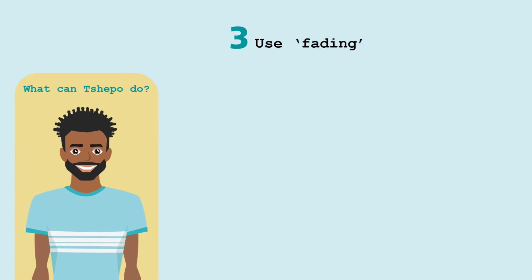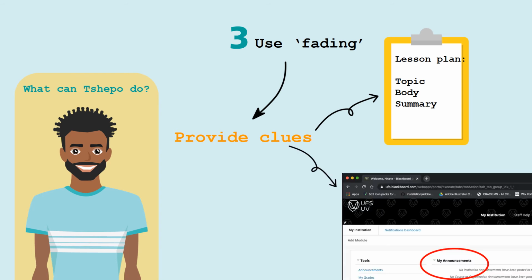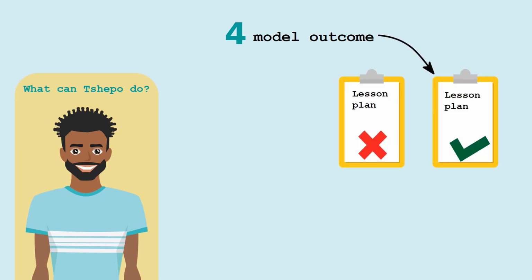Tebo can also use fading as a scaffolding method. He can provide clues, for example, on the components of a lesson plan. He can use various ways to do this, such as posting tips on the announcement section in Blackboard. As the student becomes more capable of solving the problem without support, the facilitator gradually removes these clues. An extremely successful way of scaffolding Tebo can also use is to model the kind of outcome he wants to see. He can give an example of a good lesson plan and a poor one. Important here is to explain and point out what criteria were either met or missed.